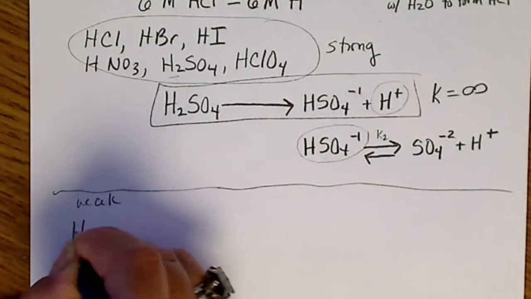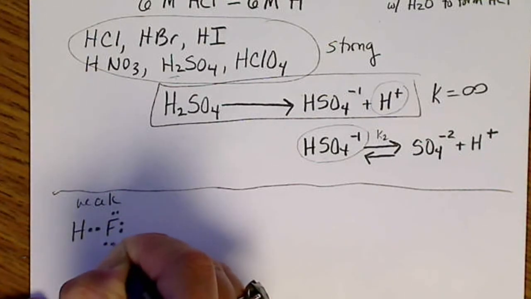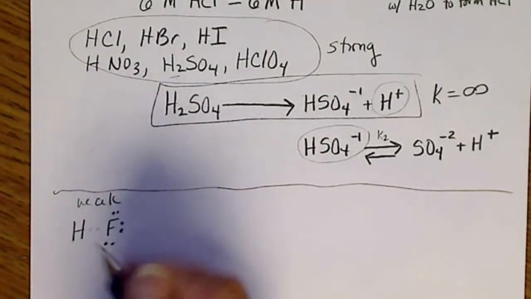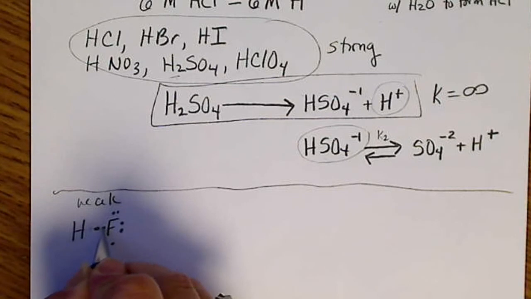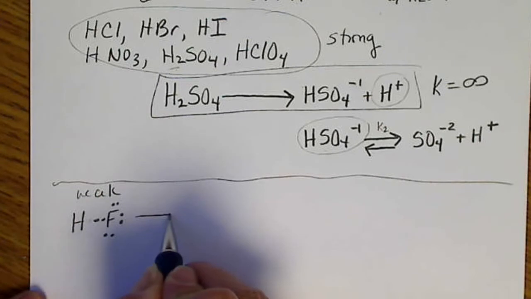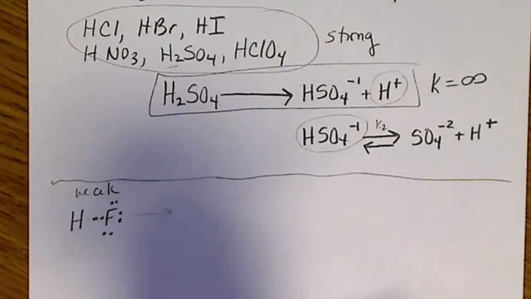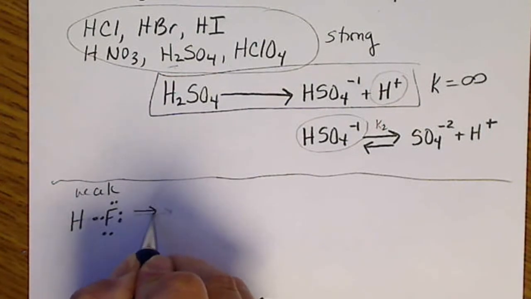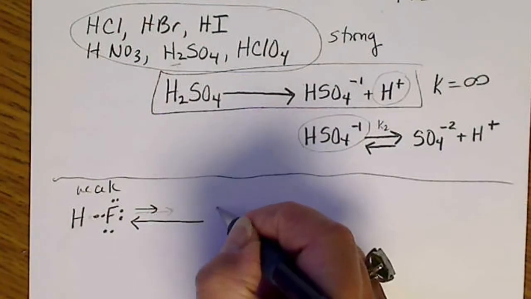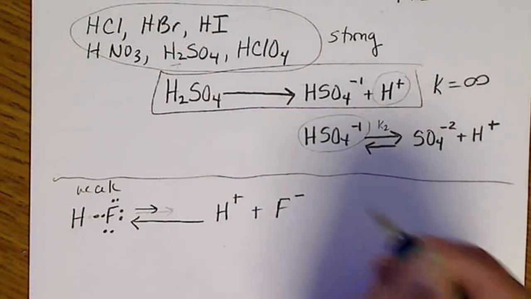A very common weak acid is hydrofluoric acid. And this is also very electronegative. Remember, this is capable of hydrogen bonding because this is extremely polar. Hydrogen's electron is way over here by the fluorine. Anyway, this reaction runs in reverse. In fact, if I showed that, this really doesn't go very far to the right, and it proceeds much more so to the left. So we're left behind with some H plus and some F minus.